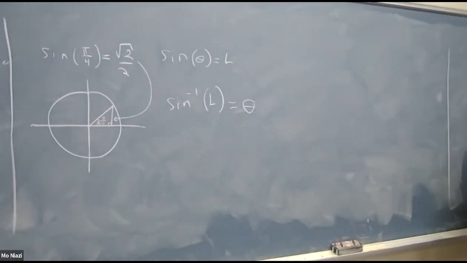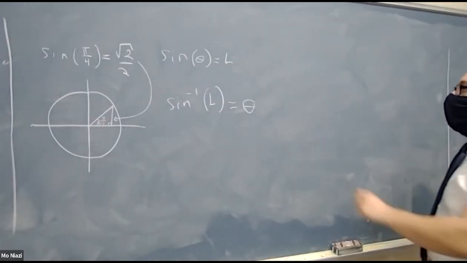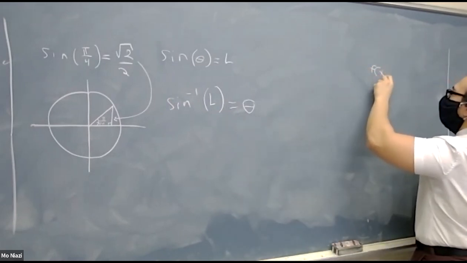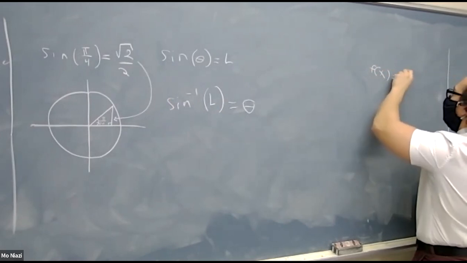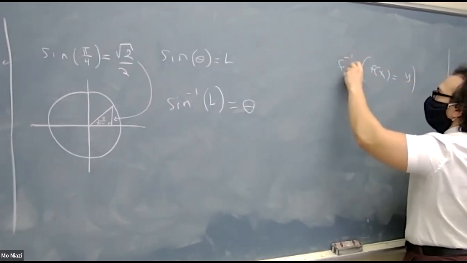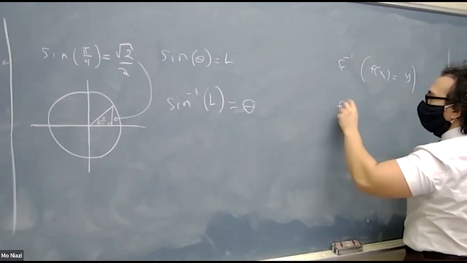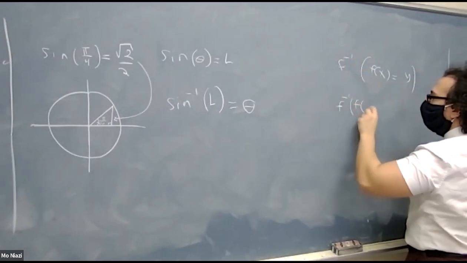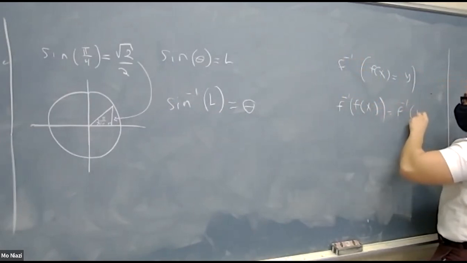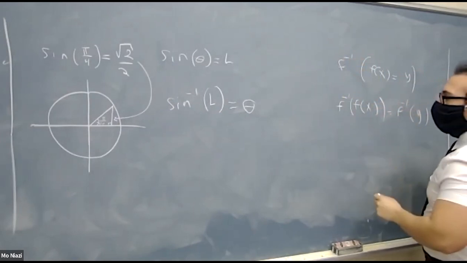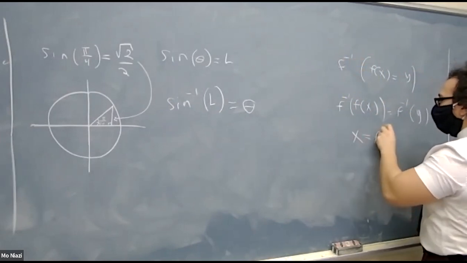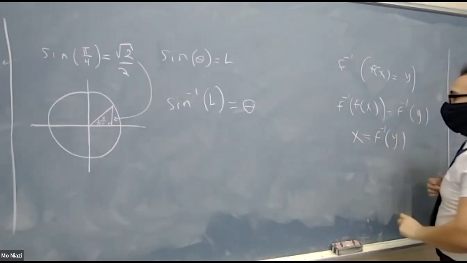Let me show you how we get to this step. We say, just like you said, if I had f of x equal to y, what happens when I take f inverse of both sides? Well, I get f inverse of f of x is equal to f inverse of y. But f inverse and f cancel out, so I just get x is equal to f inverse of y over here. Do we not?